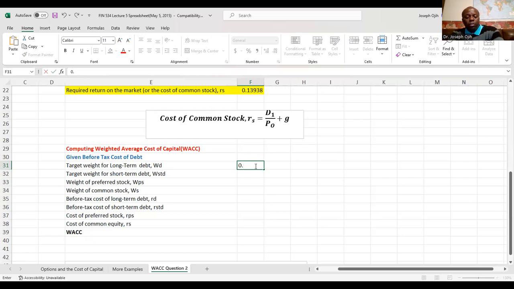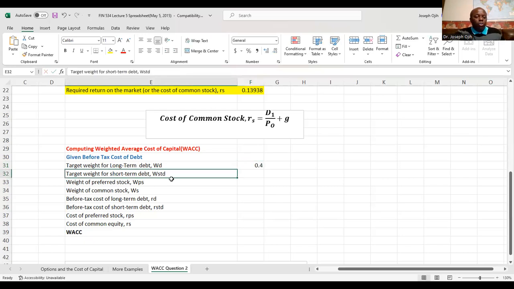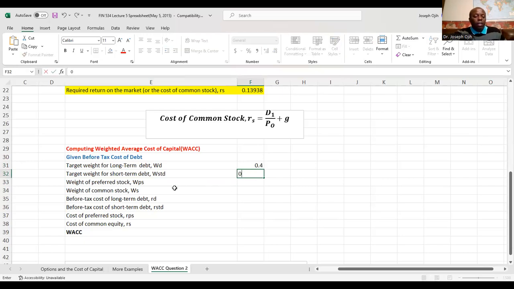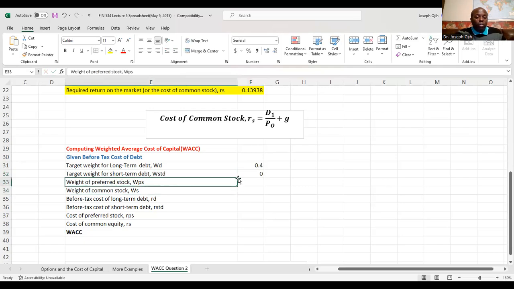Oh, excuse me, 4. Then with this one is target weight of short-term debt. We don't have short-term debt, so we're gonna put 0 there. I mean, the company doesn't have a short-term debt. Weight of preferred stock.